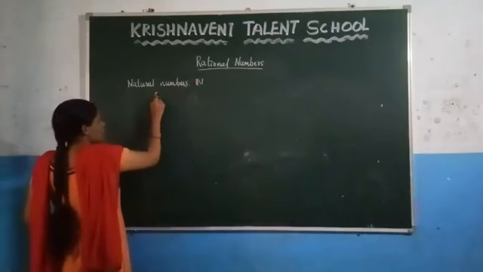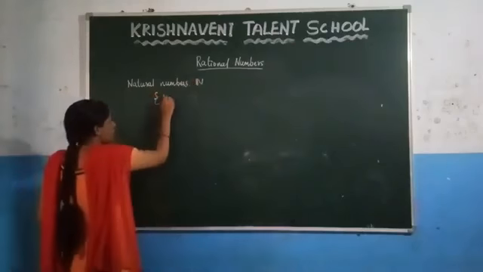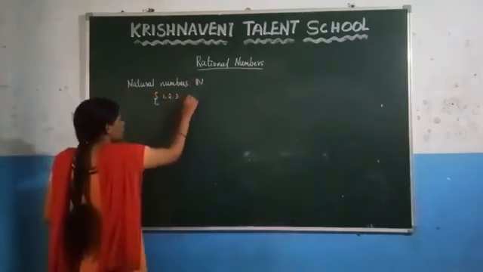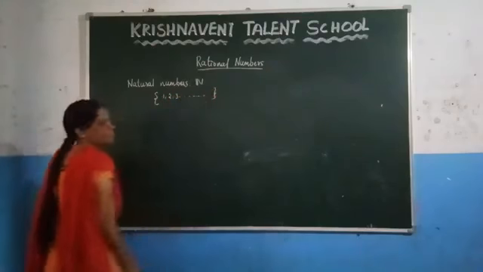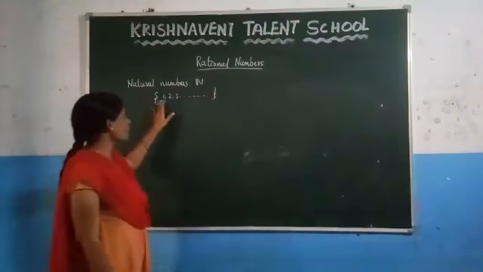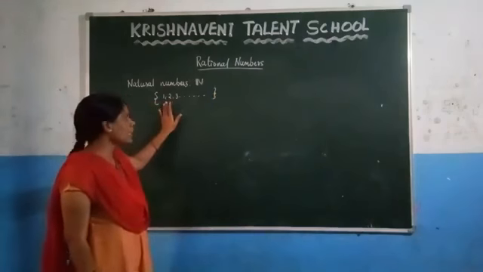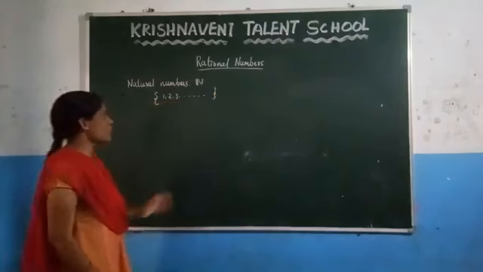The counting numbers are called the natural numbers, and it starts from 1, 2, 3 and goes on. What is the smallest natural number? 1 is the smallest natural number and there is no largest natural number.